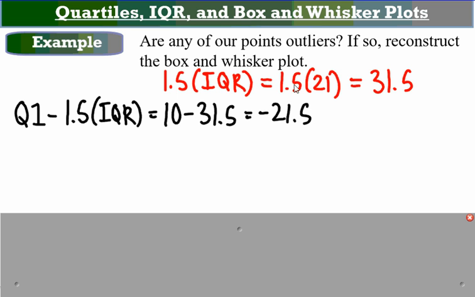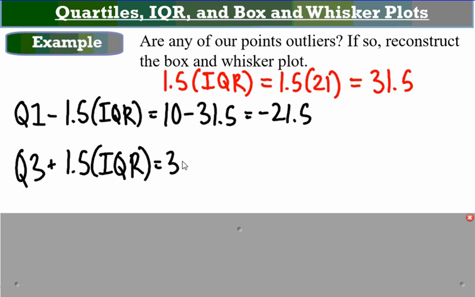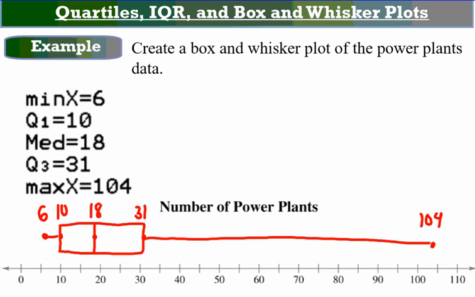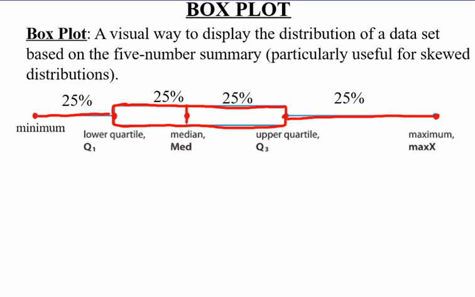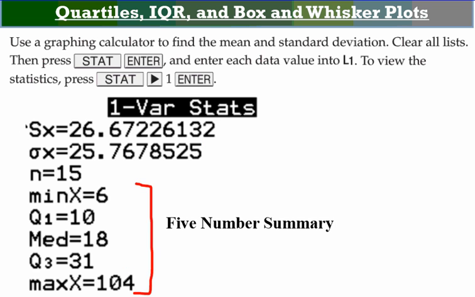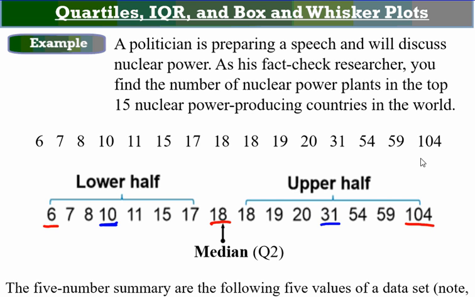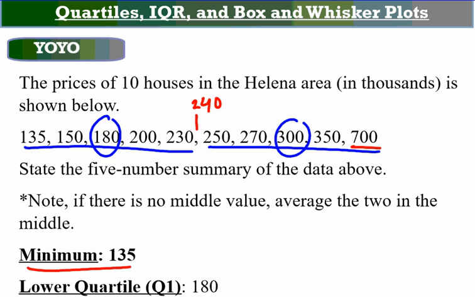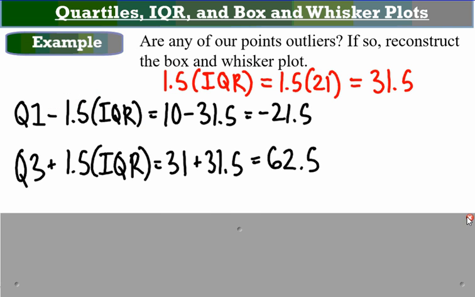For the 1.5 above quartile 3, so quartile 3 plus 1.5 IQR. Quartile 3 was at 31, then plus 31.5, that is 62.5. If the number is bigger than 62.5, it's going to be an outlier. So I go back and look at the original data set. The only value bigger than that is the 104. So the 104 is going to be an outlier.